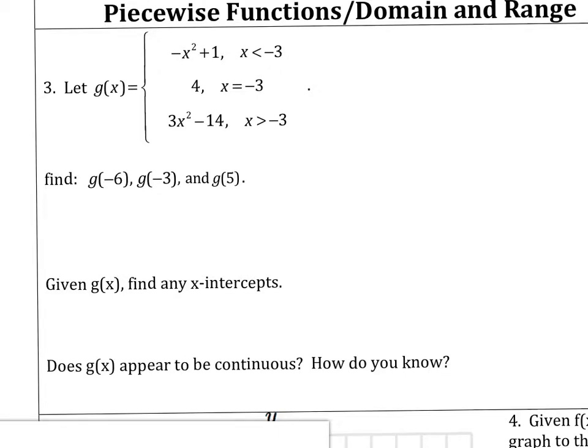Next up, we've got some piecewise functions. You're asked to do a couple of different things here. The first thing you're asked to do is to find some values of this function. So g of negative 6, since negative 6 fits into the less than negative 3 condition, we're going to plug that in. We get negative 6 squared plus 1 is going to be negative 36 plus 1 is negative 35.